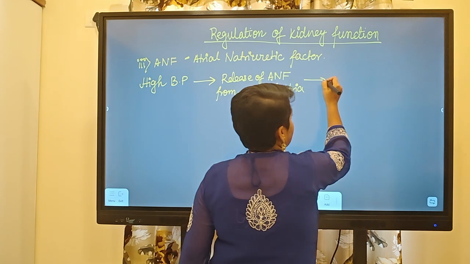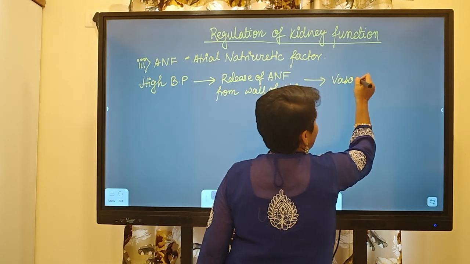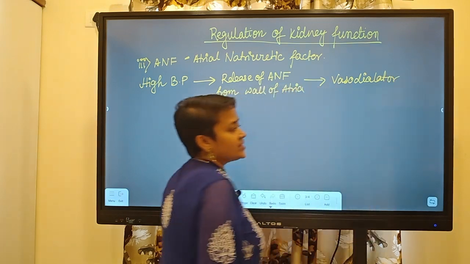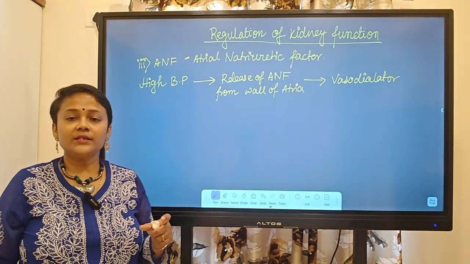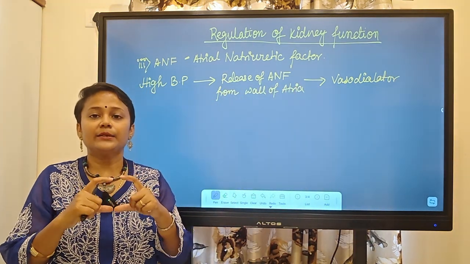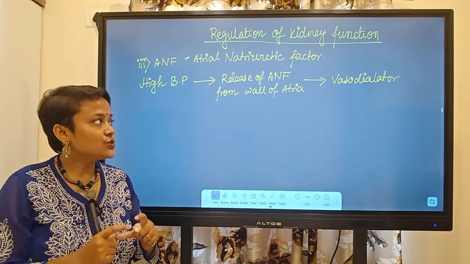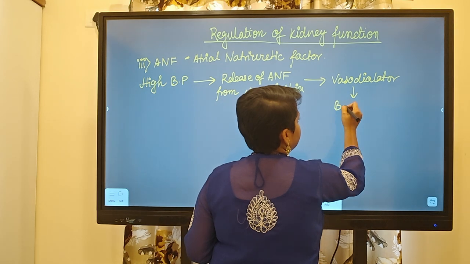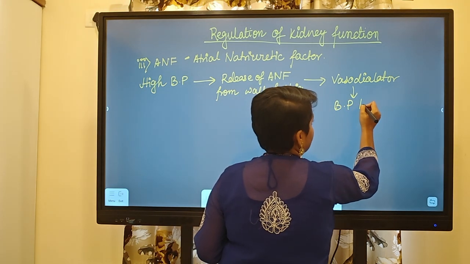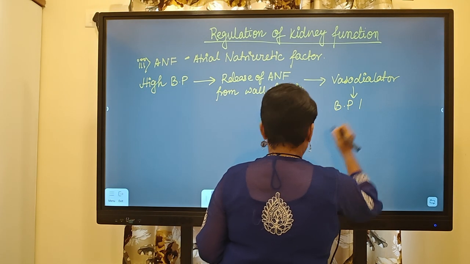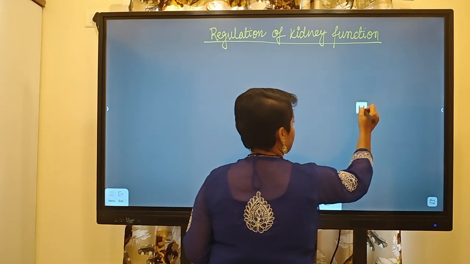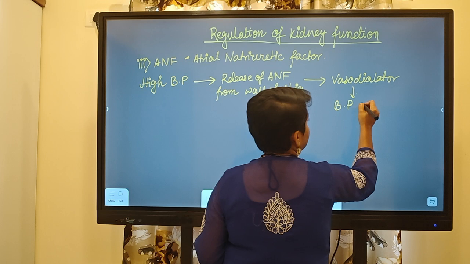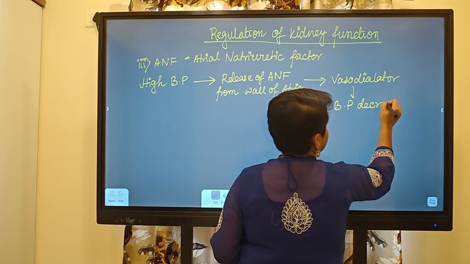And ANF is a vasodilator, just opposite to angiotensin 2. Vasodilator means it will increase the diameter of the blood vessels, so that if it is increased, then blood pressure will decrease. Blood pressure decreases.